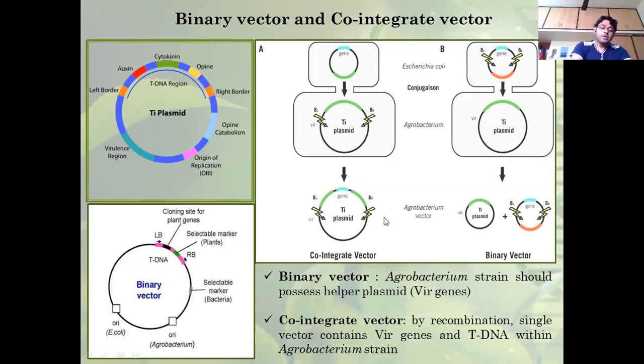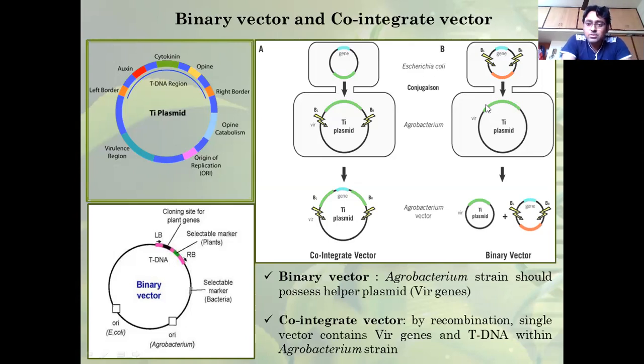Now, scientists have developed two different types of systems, one by binary vector and one by co-integrated vector. The examples of binary vectors are many, like pCAMBIA 1304, pBI 121, pGAT, pGB2B vector. These are all binary vectors. I think you have heard some of them.